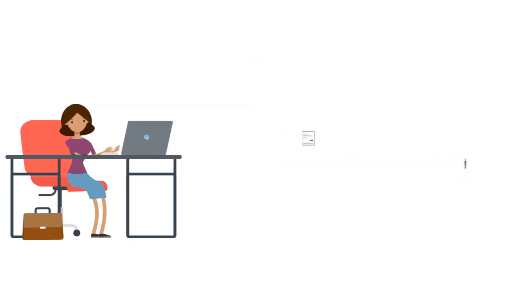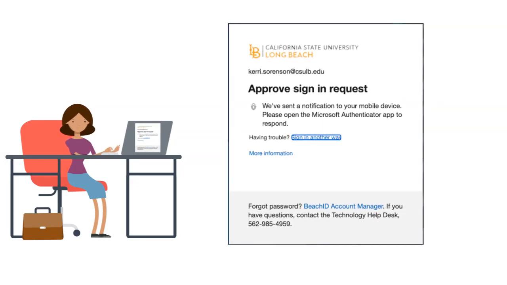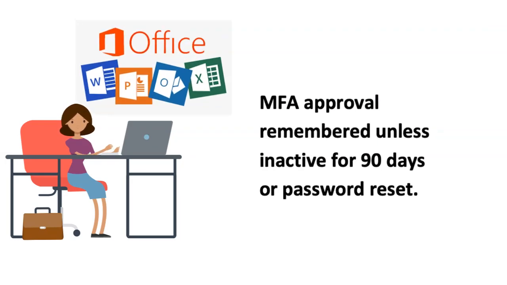After setup, each time you access a Microsoft service or HR, finance, or student administrative system through the campus single sign-on, you will be prompted for MFA. MFA will also be required for Microsoft products you have installed on your computer, such as Word or Excel. However, your MFA approval will be remembered on those installed products, and you won't be prompted again unless you've been inactive in the application for 90 days or you change your password.